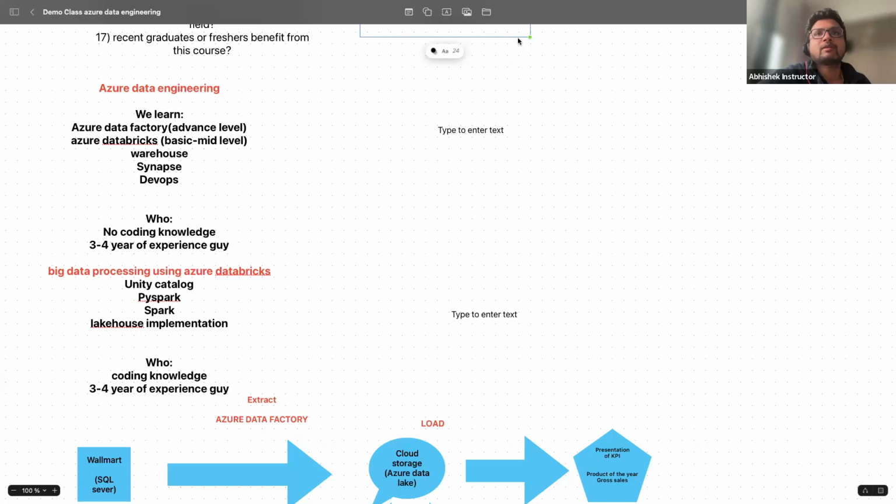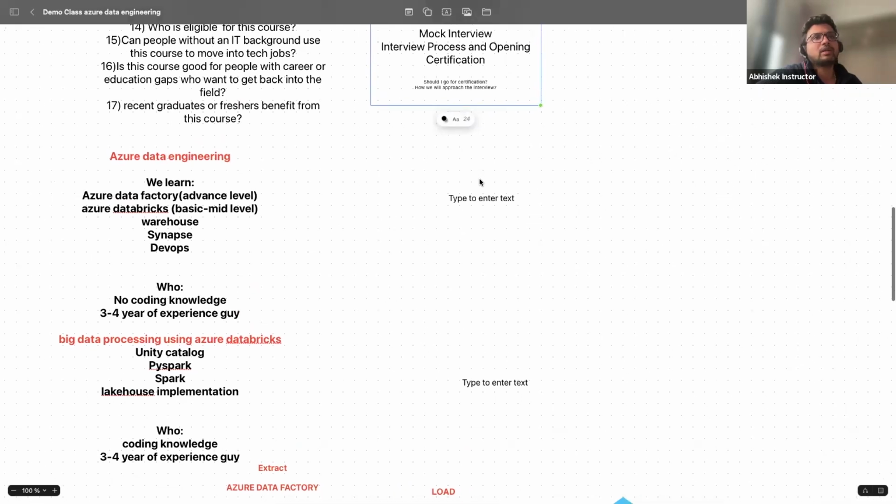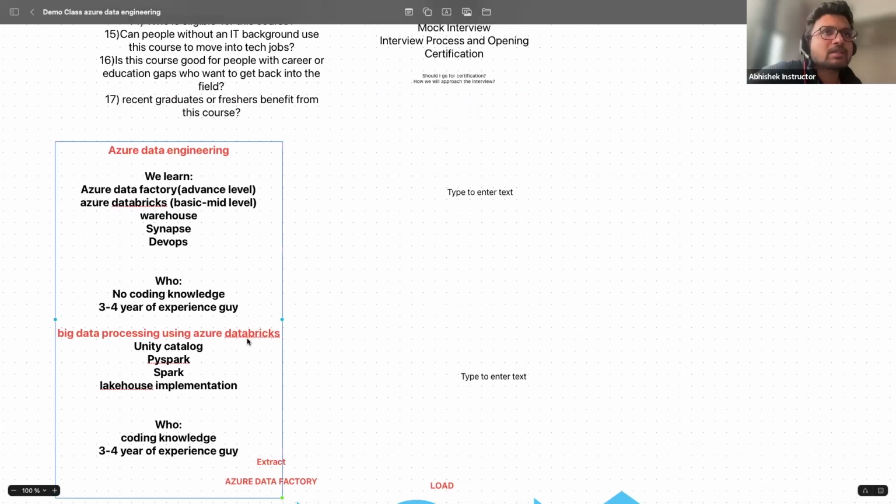How many live projects will we be performing in real time? In each of the courses we will do 3 projects. In data engineering we'll do 3 projects. In Databricks as well, we will do 2 to 3 real-time projects.